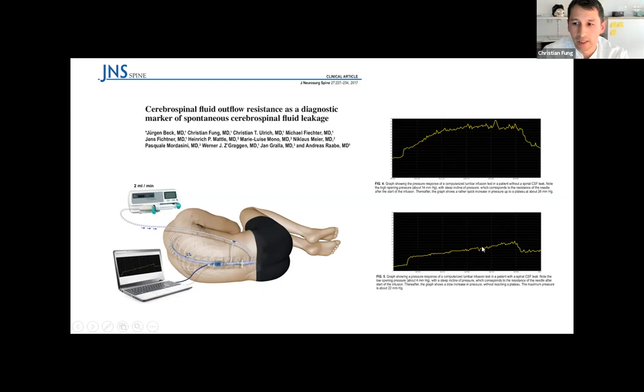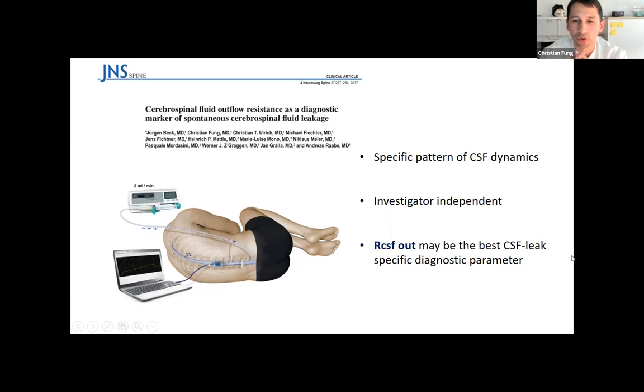So these are the key differences between patients that are healthy and those having a spinal CSF leak. Concerning the lumbar infusion test, we can say that it defines a specific pattern of CSF dynamics, which describes patients with spontaneous intracranial hypotension. One big advantage of this lumbar infusion test is that the examination is investigator independent. Once you do the lumbar puncture and you have this concentrated infusion, there's nothing that you can do or mess up, actually. So it's investigator independent.